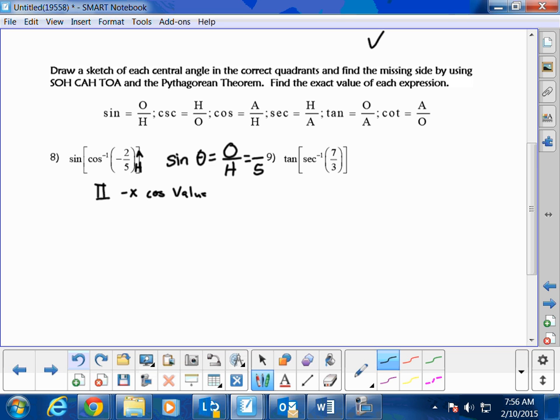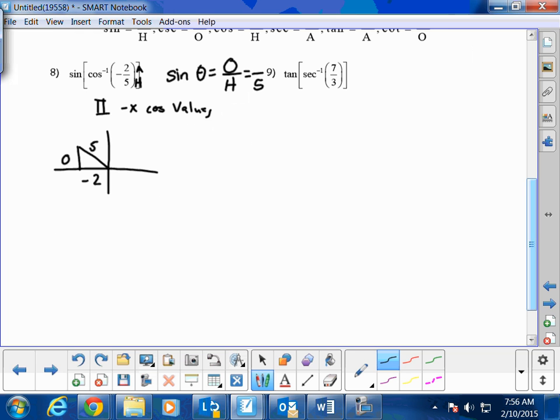So when you draw your central angle on this, it's going to have this kind of idea. You'll have your central angle, and you'll have this side being negative 2. Hypotenuse is 5. What I don't know is my opposite. With this in mind, you will know the Pythagorean Theorem, which means you have a, b, and c. A squared plus b squared is equal to c squared. And an application of that: negative 2 squared plus my unknown squared is equal to 5 squared.